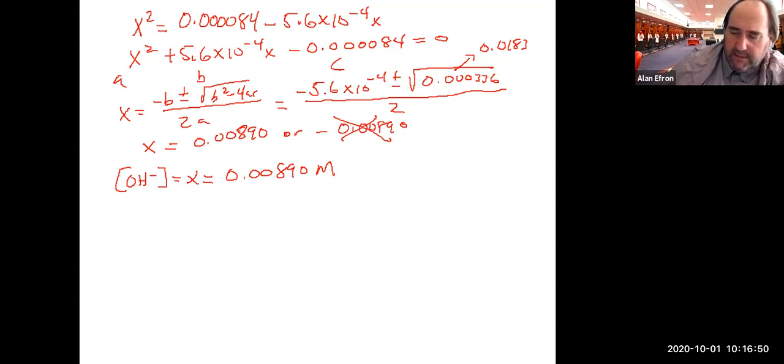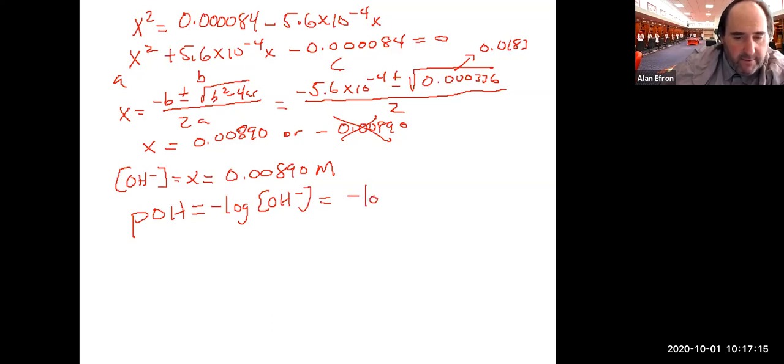That means, as we talked about, since you do not have the H plus concentration, but you do have the OH minus concentration, you first need to calculate the pOH and get your number. So if we do that, the pOH is going to be minus the log of the OH minus, which is minus the log of 0.00890. That's going to give us a pOH of 2.05.